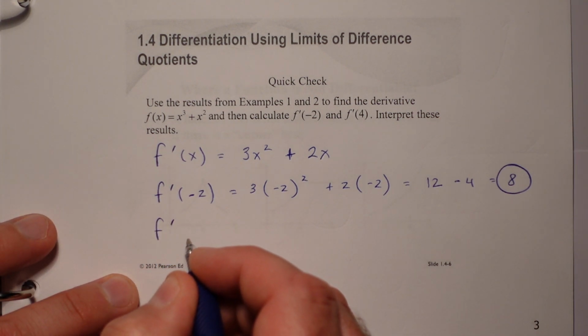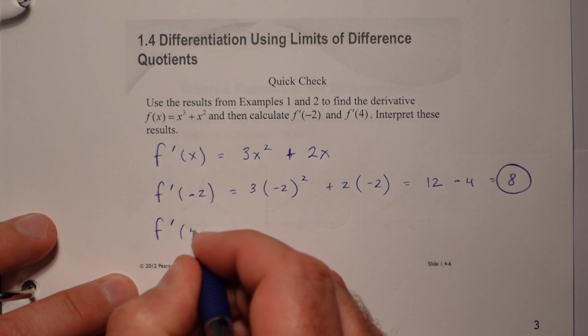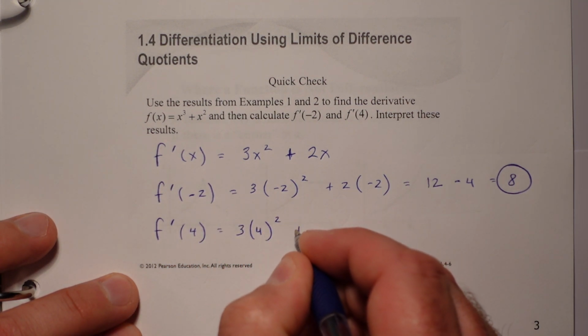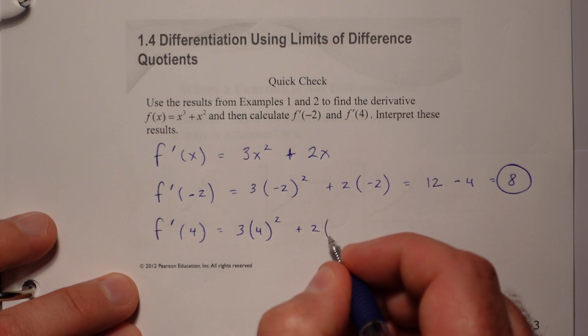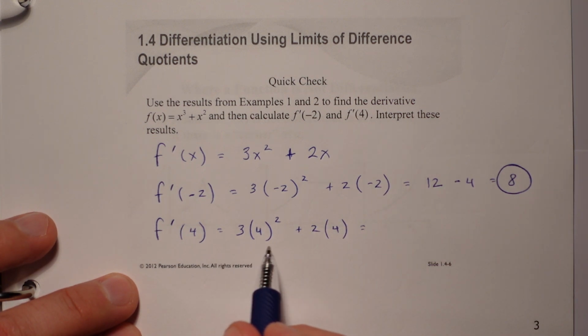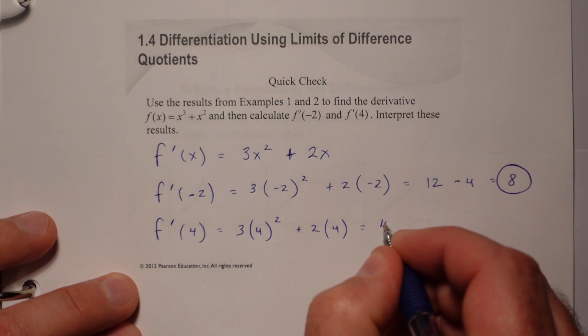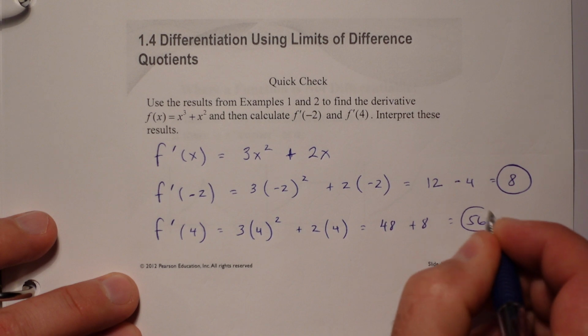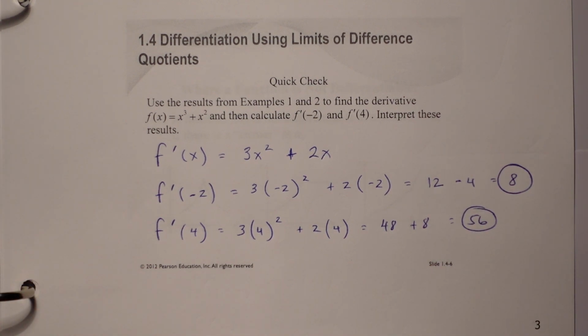Finally, they want f prime of 4. So that's going to be a 3 times 4 squared plus 2 times 4. So 3 times 16, that's 48. And then I have to add 8 onto that. So that's a 56 total for our final answer.